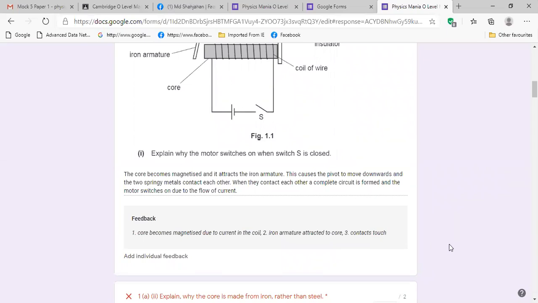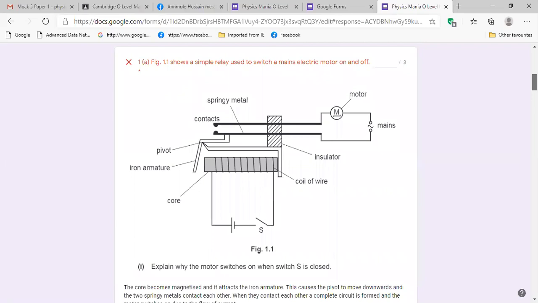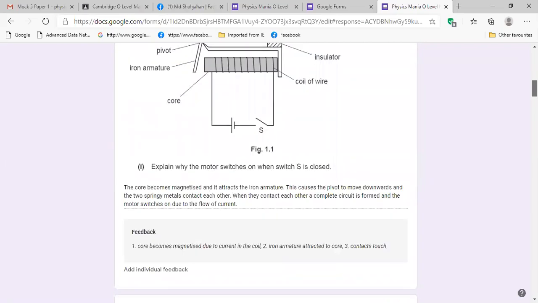Here, how many marks did I give? 3 marks, right? So you understand it, right? How to get 3 marks? You wrote the core becomes magnetized, so it is okay.